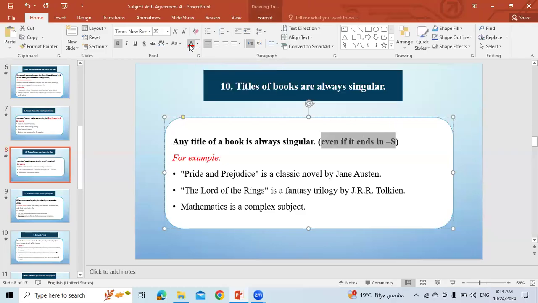No problem. Okay. Also, Mr., any title of any book is singular, even if it ends with S. Okay? You say, for example, mathematics is, the Lord of the Rings is.